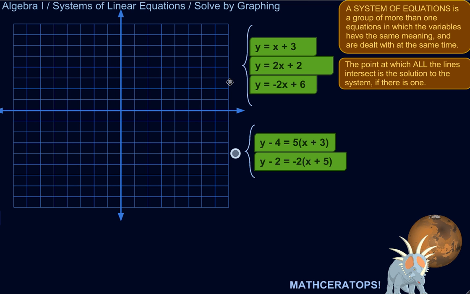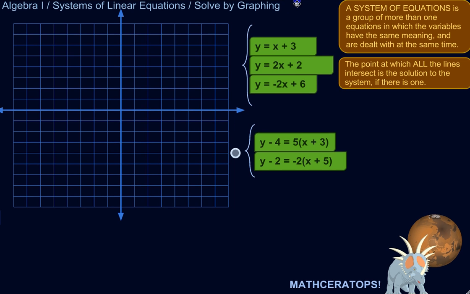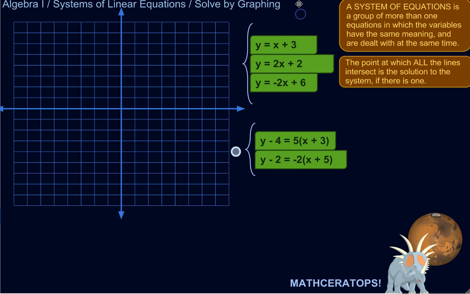So first of all, what's a system of equations? That is, my screen is kind of, I don't know. Sorry, I should be focusing.